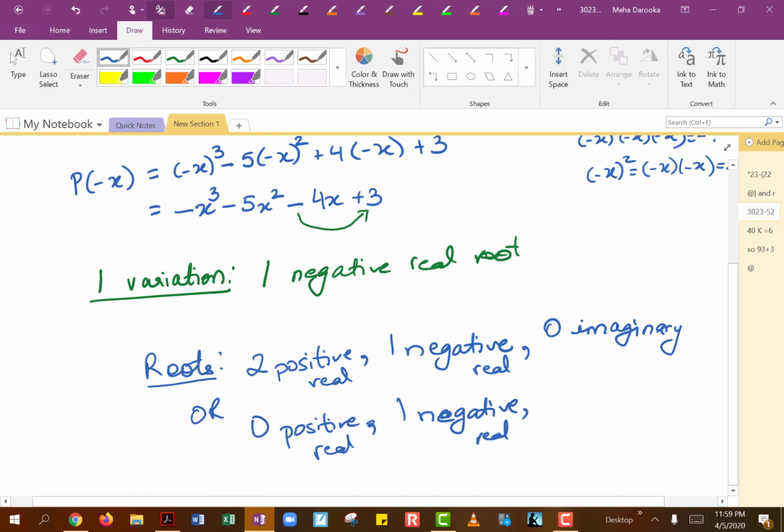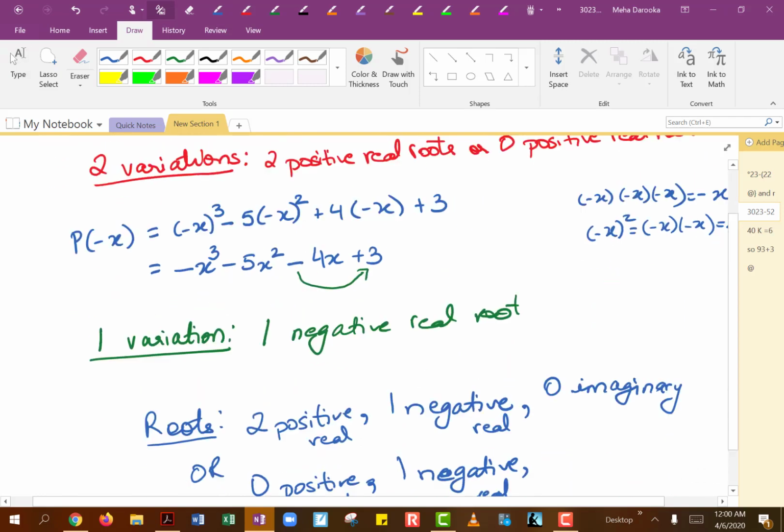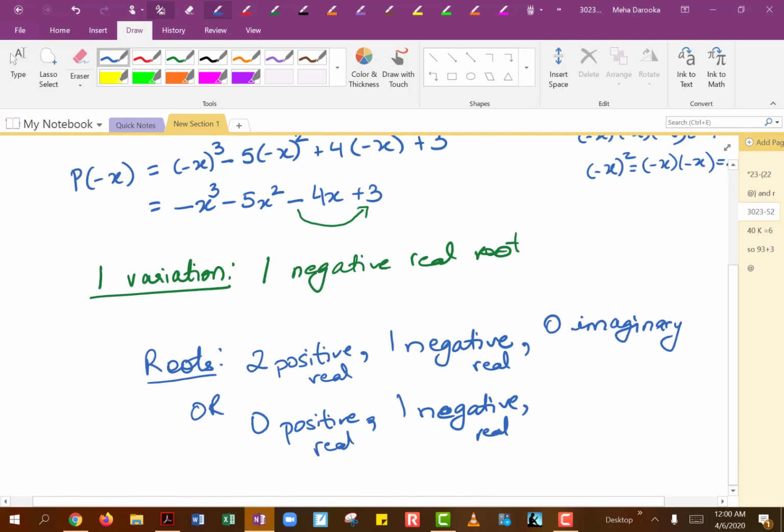Now the thing is, if I add 0 plus 1, that only adds up to 1, and I should have a total of 3 roots. So that means if I only have one negative root, then that means it opens up space to have 2 imaginary roots. So these options have to always add up to whatever is the highest degree of your polynomial.